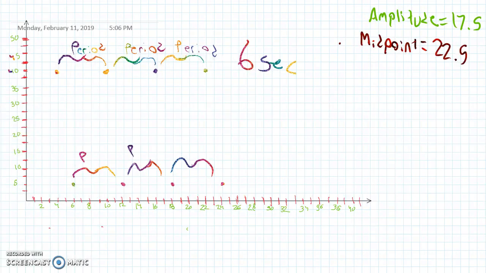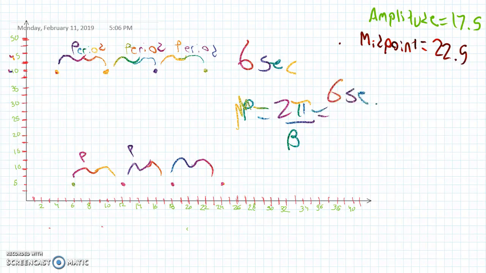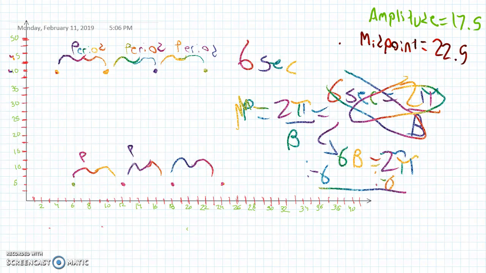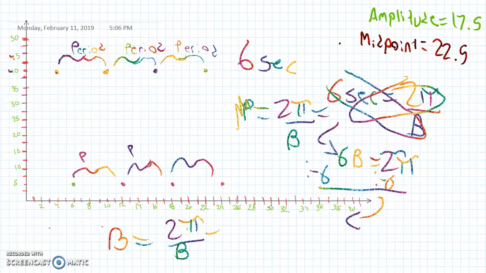So now we can use the formula to find frequency, which is P equals 2 pi over B. Now we will substitute the letter P for 6 seconds and get the equation 6 seconds equals 2 pi over B. And now the whole point is to get B by itself. So we cross multiply, and we get a new equation, which would be 6B equals 2 pi. And now the final step is to divide both sides by 6 and get B equals 2 pi over 6. So now we can simply divide, and that gives us a total of 1.04. So that will be basically our frequency.